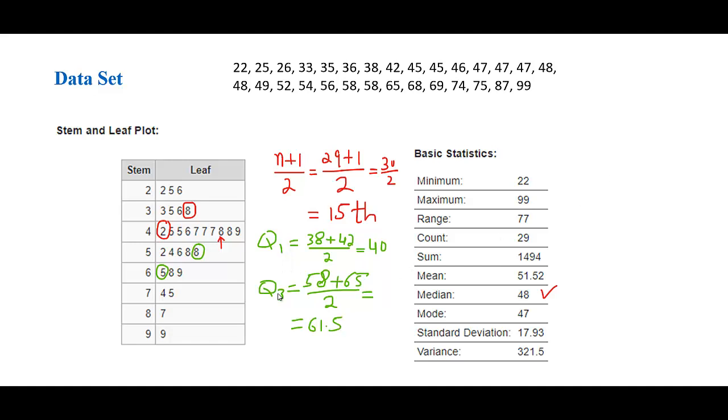Now we will find the difference between Q3 and Q1. That will give us the interquartile range, and the interquartile range is 21.5. That is 61.5 minus 40.